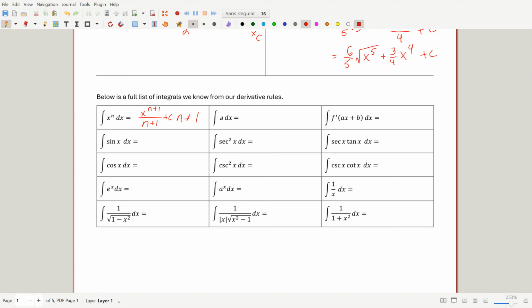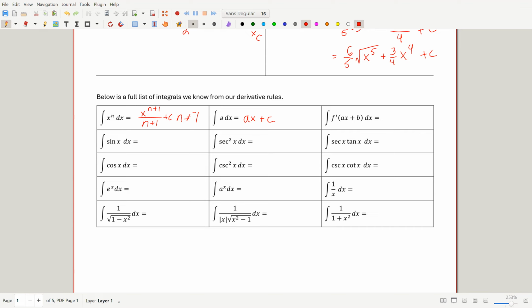The integral of a constant is just ax plus c. Correct. Yep. I remember the slash, forgot the negative. What do you want from me? To remember everything?